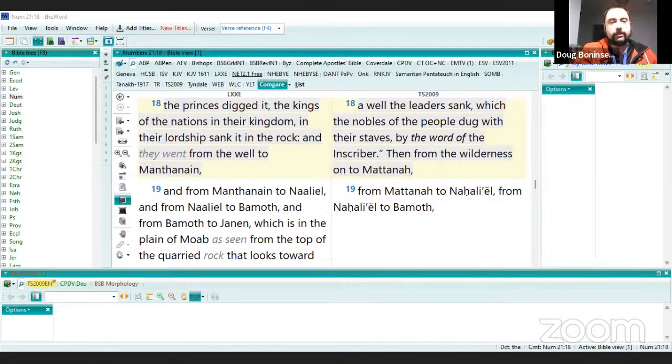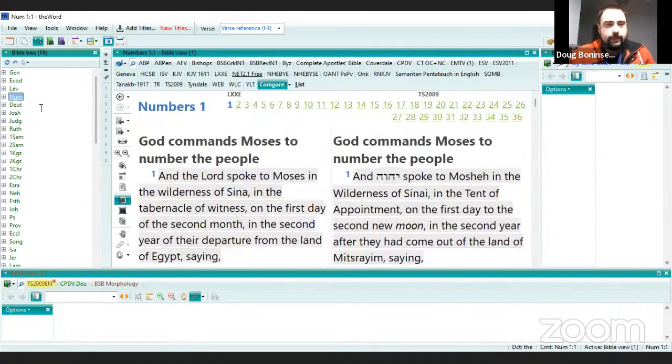All right, so we're going to go next to Numbers 22:13. Now, this is the part where the Masoretic text seems to be truer to the Father's name here, which I can definitely appreciate. Numbers 22:13.